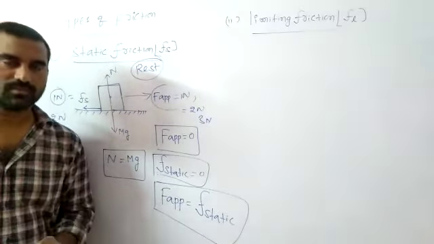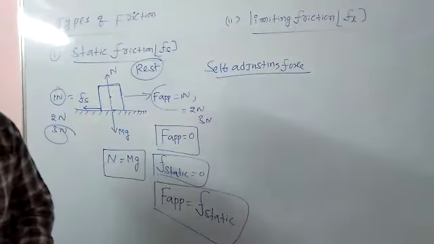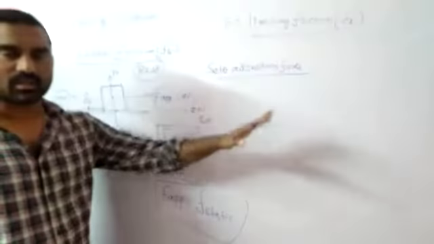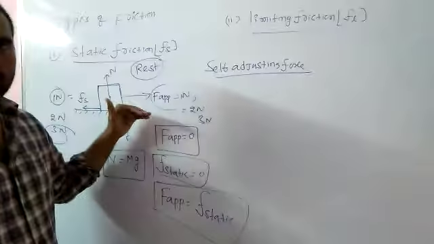That is the reason why this static friction is called a self-adjusting force. Until the block is moving, applied force will be the same as static friction. If there is a further increase in applied force, then the block is ready to slide.